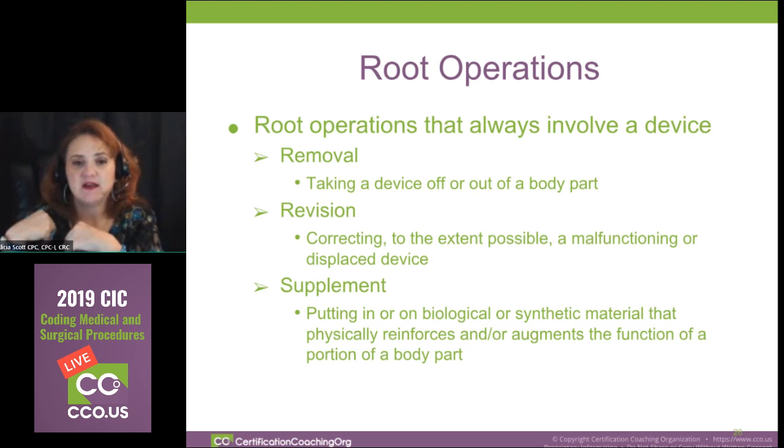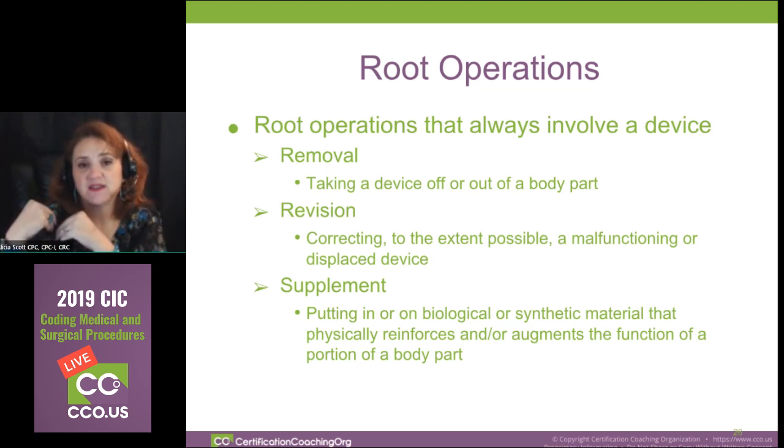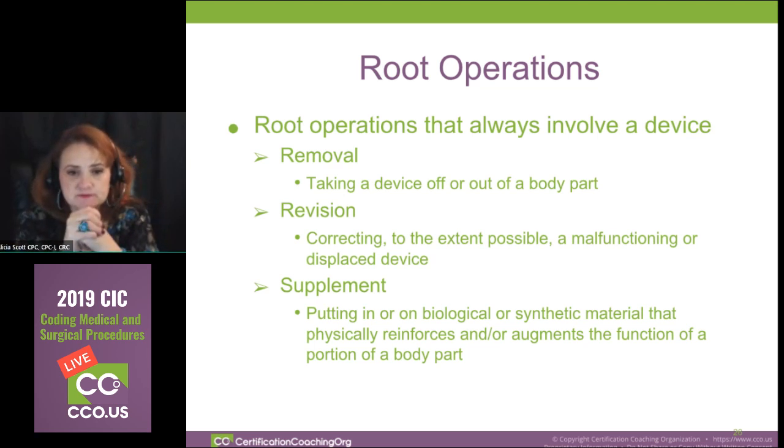So let's say we're not removing the pacemaker, but the pacemaker has slipped and moved and is causing pain for that body. So we're going to do a revision. We're going to go tuck that pocket up and change it.